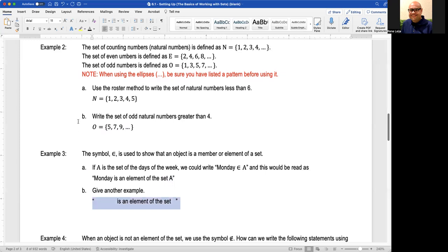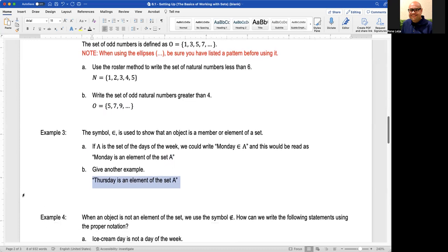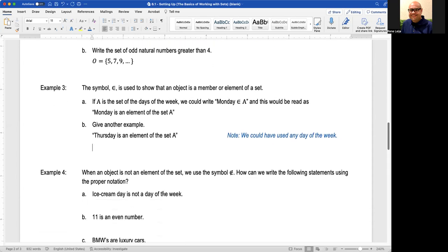All right, and then here, if we gave another example, I just randomly chose Thursday. Thursday is an element of the set A. However, note that we could have chosen any other day of the week. I could have picked another day to represent what I wanted to put in here. It's not like they specifically told me what to pick. They just said, give another example. Okay, and that's it. So hopefully you're okay with that.